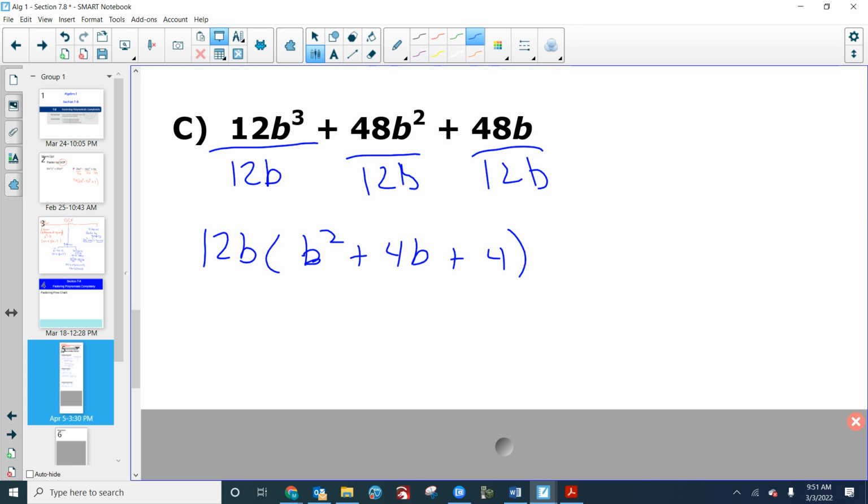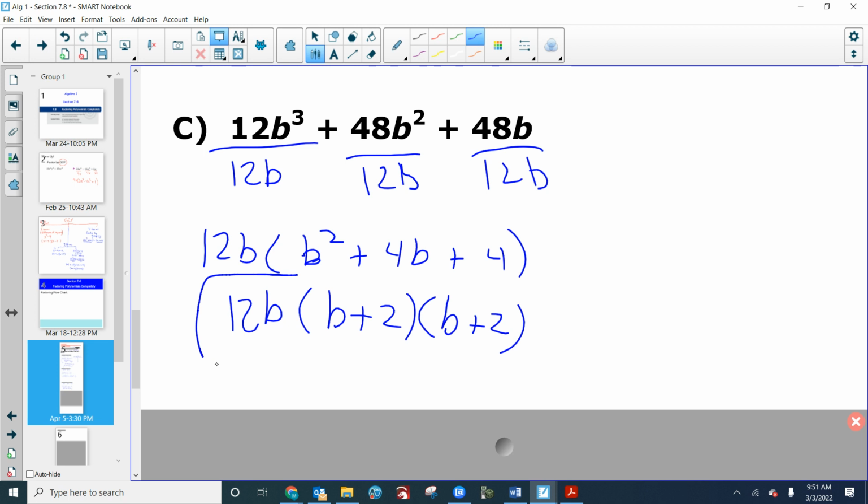Someone besides the regular two suspects. Yes. Isn't it 2 and 2? So guys, this factors into this. And don't forget our GCF that we took out from the beginning. Here's my answer.